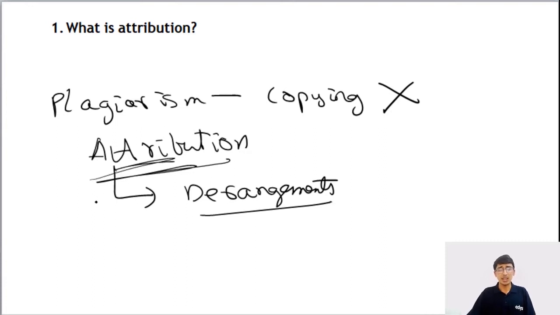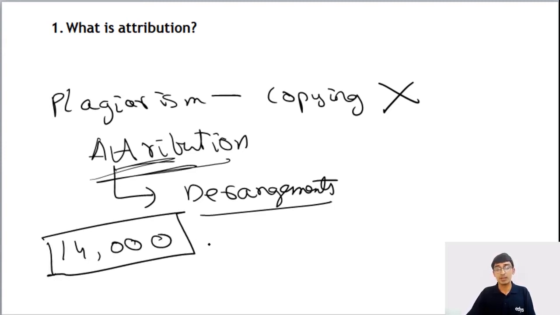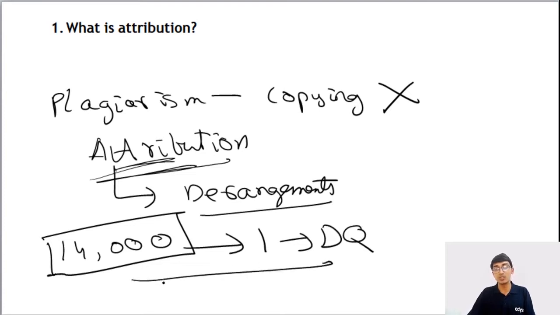Last year I've been told the number, 14,000. Around 14,000 students got caught in one question. 14,000 students got caught and were disqualified directly. After all of this preparation, you don't want to be disqualified just because of this thing. So, to save yourself from all of this nonsense, make sure your code is with you. You're not sharing it with anybody.